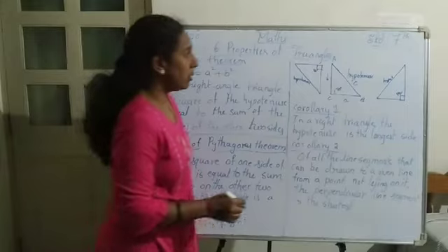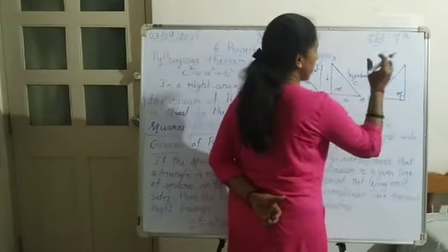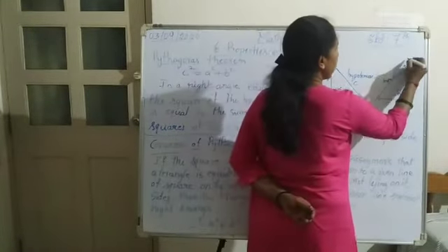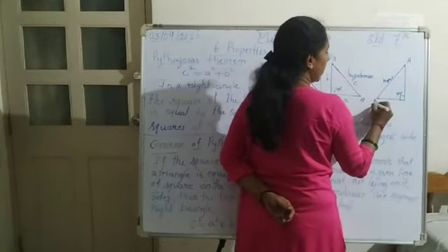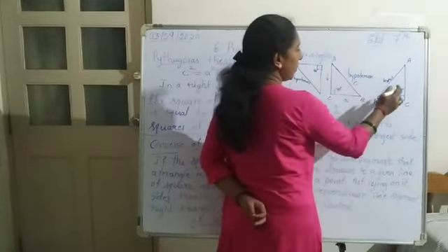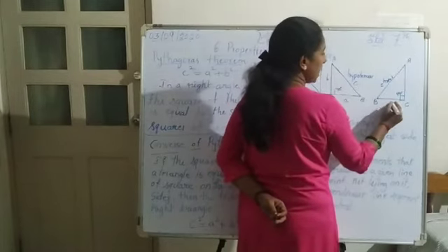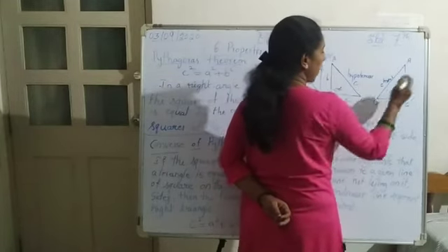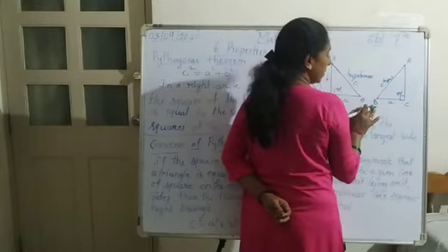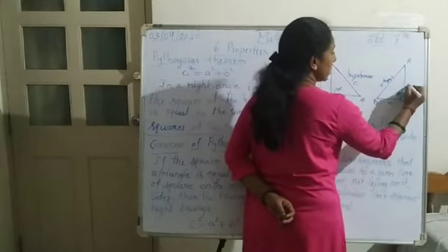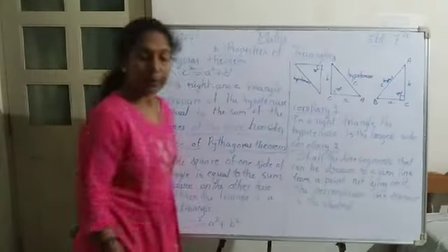In the same pattern, in this right angle triangle also I will take A, B and then C. This hypotenuse I will take as c. The side opposite to angle A I am taking as a, and the side opposite to angle B is small letter b. Like this I will take.